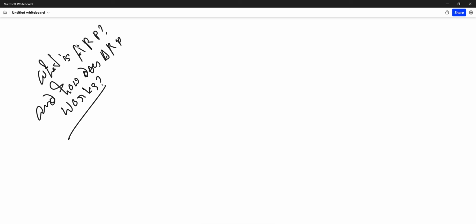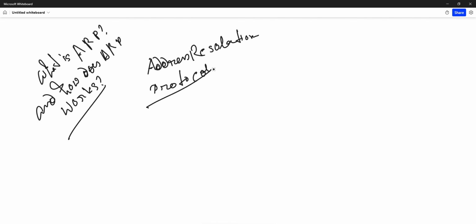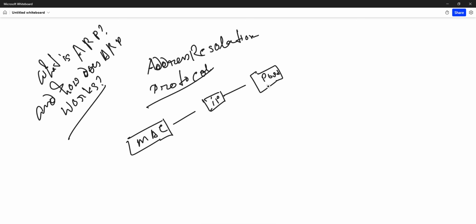So ARP stands for Address Resolution Protocol. Its basic functionality is binding the MAC address with the IP address and with the port number.